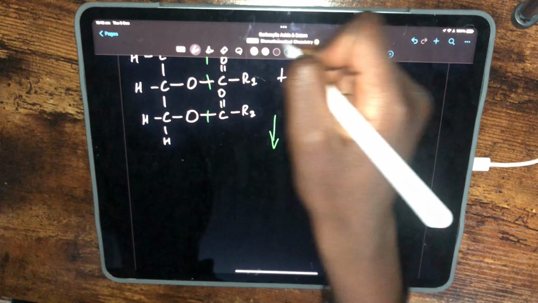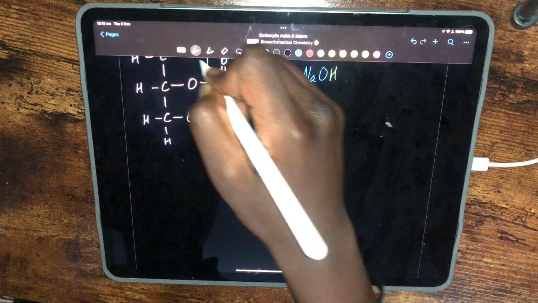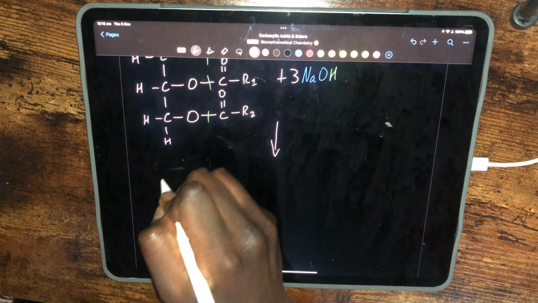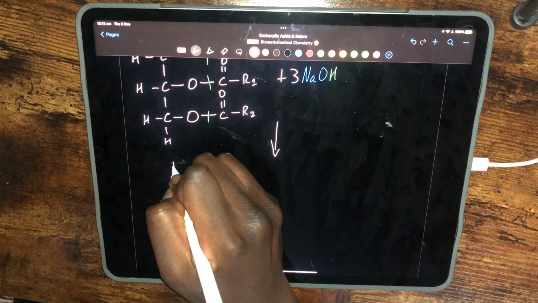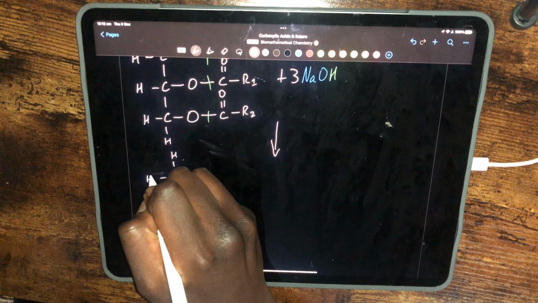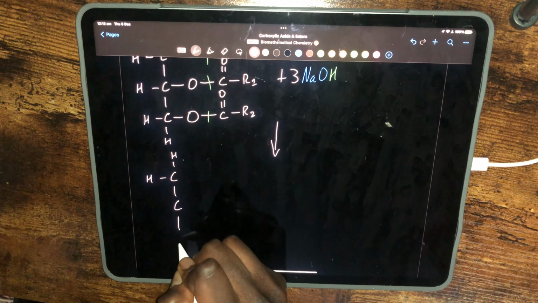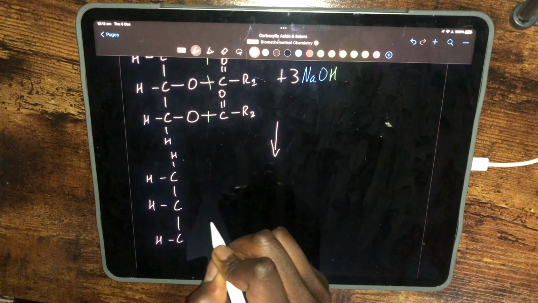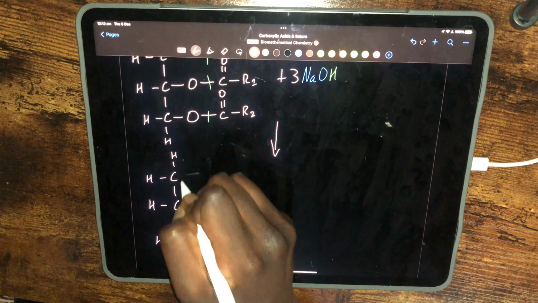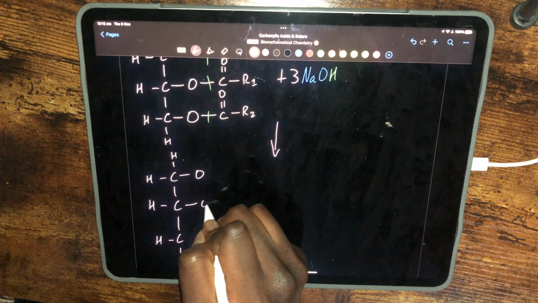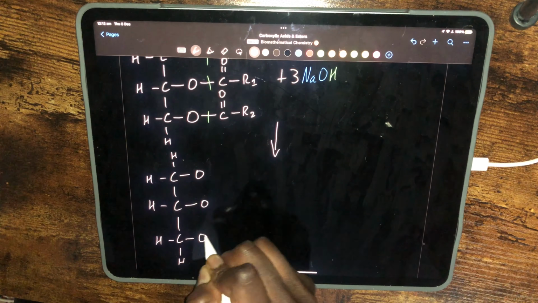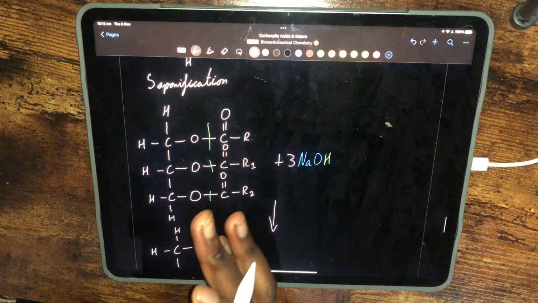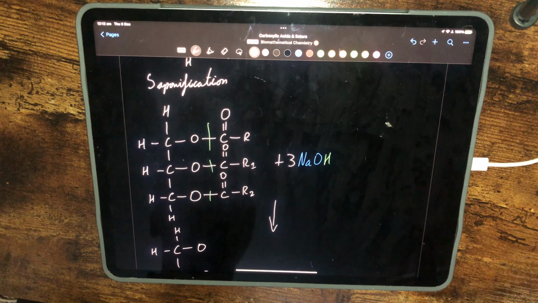I should probably use white. So this doesn't change. This never changes, right? Oxygen, oxygen, oxygen. But we're now splitting this back into an alcohol and a carboxylic acid, right?